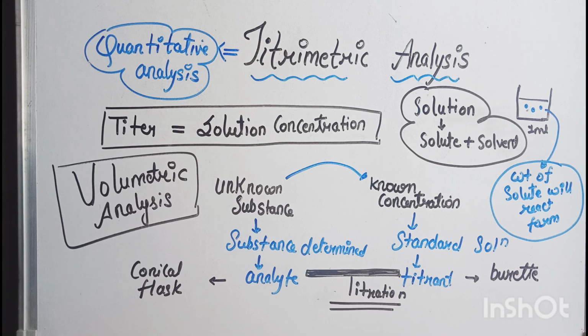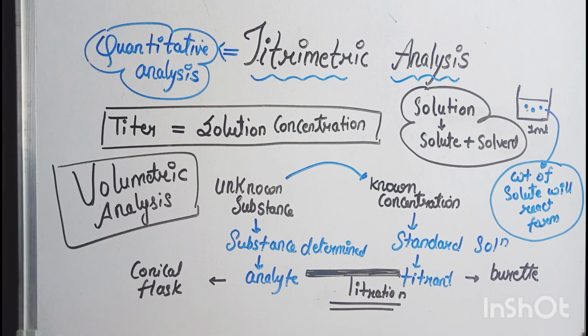In 1 ml of the solution, we determine how much solute is present, the weight of the solute in the solution. Suppose you have a solution whose concentration is not known, an unknown concentration solution. We determine how much solute is present in 1 ml of it. This unknown substance is determined with the help of a known concentration, whose concentration we already know.